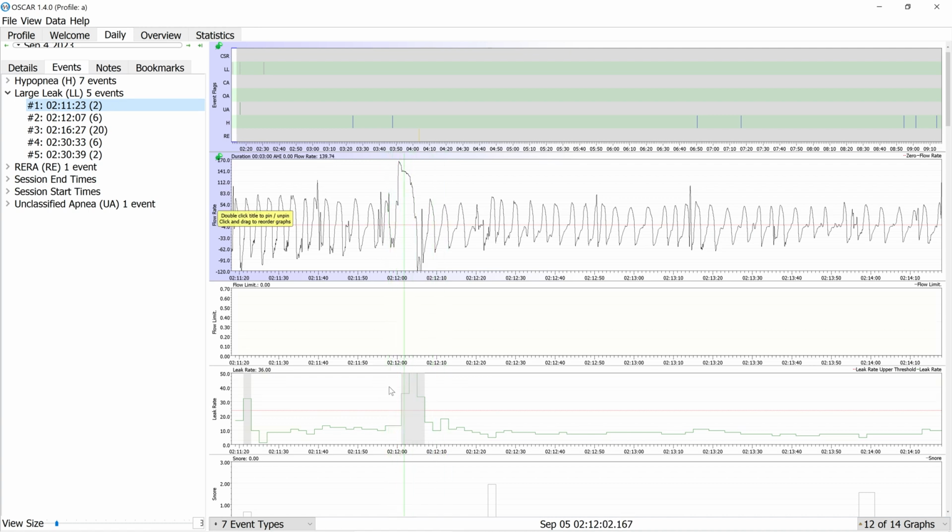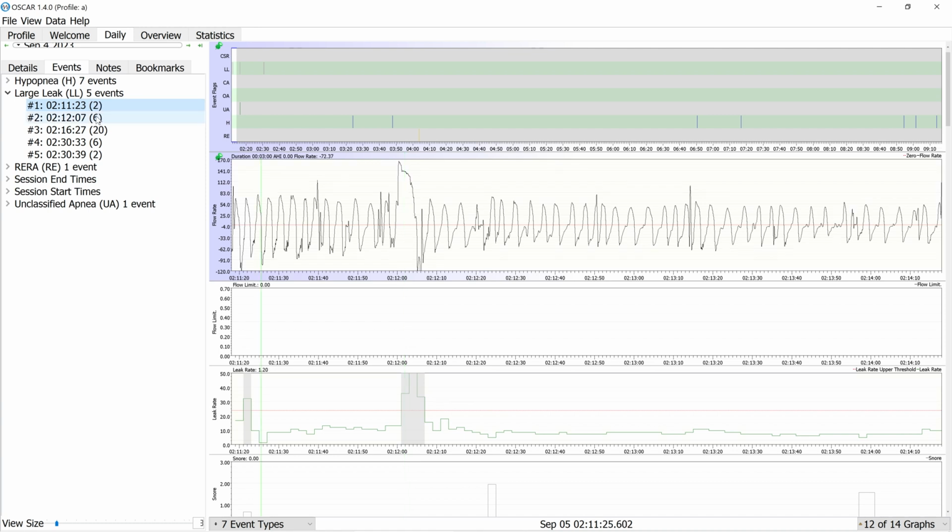Keep in mind, we're looking at this graph now. There's the large leak. Remember, anything above that red line at 24 liters per minute is considered a large leak. And it flags it for me so that I can know how much, what percentage of the night, or in what cases, under what data and circumstances, this large leak may occur.